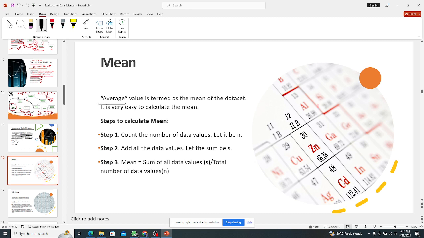So for the mean, we've said basically it's the average. It is the simple average. The average value is termed as the mean of a data set. It is very easy to compute.